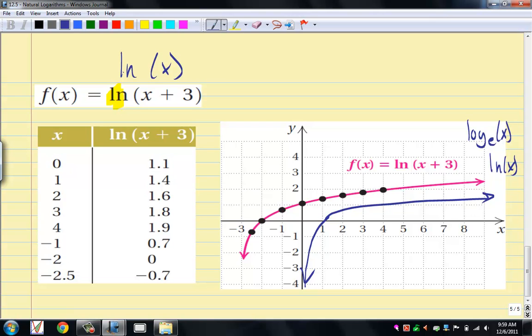All right, so we kind of want to make the connection. e to the x is the exponential format, and ln of x is the log format. And these two are inverse functions. e to the x is the inverse of natural log of x, and natural log is the inverse of e to the x. And these are just special cases, a very special case of logs. Questions on this?